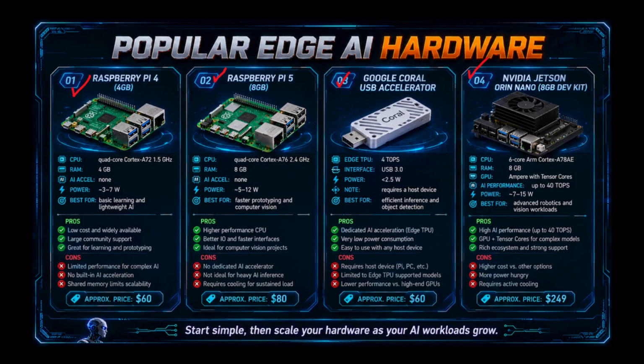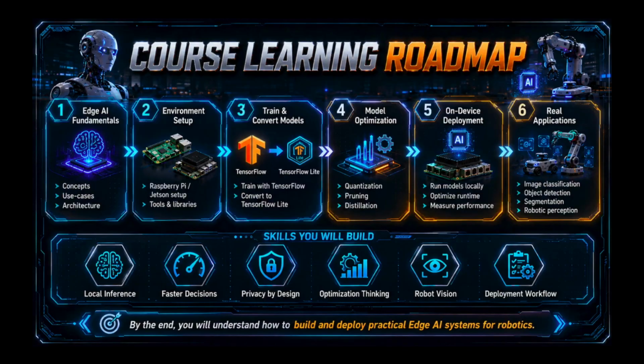For a simple image classifier, the smallest platform may be enough. But for multiple cameras, object detection, segmentation, and several AI models running in the background simultaneously, we may need significantly stronger hardware. During this course, we will explore these choices rather than locking ourselves immediately to one specific platform.